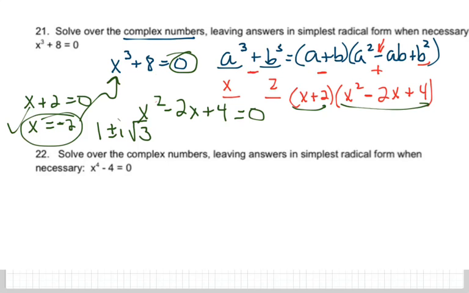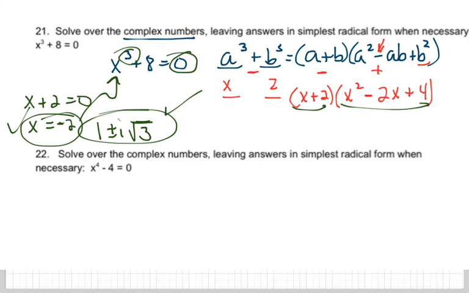So I'll clean up, going back to where the problem was worked originally here. Our final three answers there, because it's cubic, we get 3 answers. Negative 2 is one of them, and this is a pair of conjugate imaginary solutions, giving us 2 more.